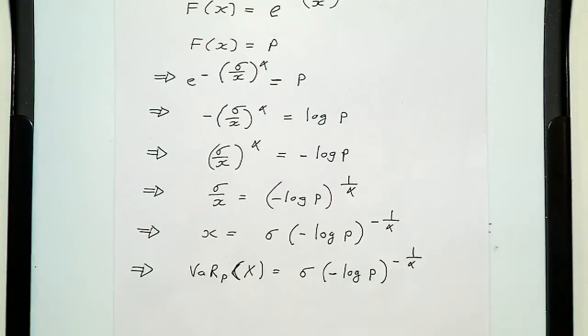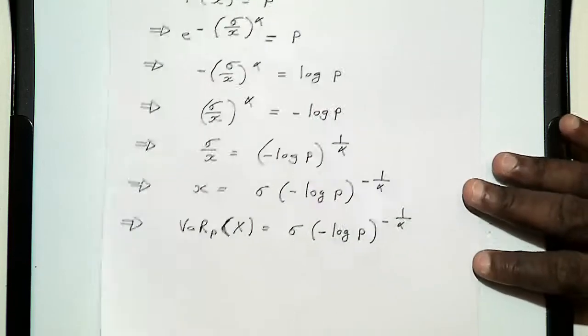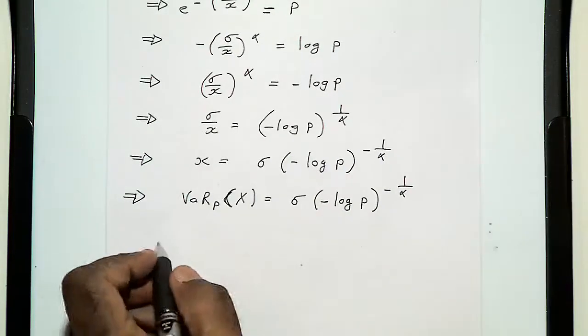Alright, so this is the formula for VaR: sigma times minus log of p, to the power minus 1 divided by alpha. Is that okay with you guys? Any questions on this? I'm sure all of you got this right. Okay, the next thing you need to do is to find the expected shortfall. So use the formula for it.